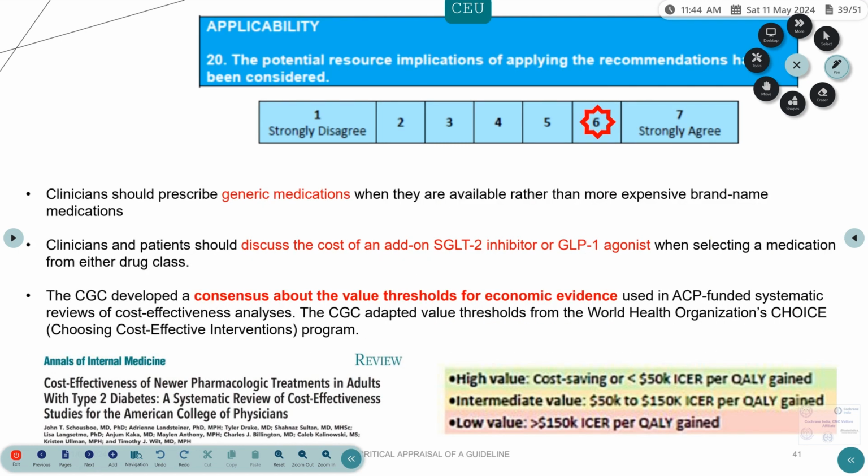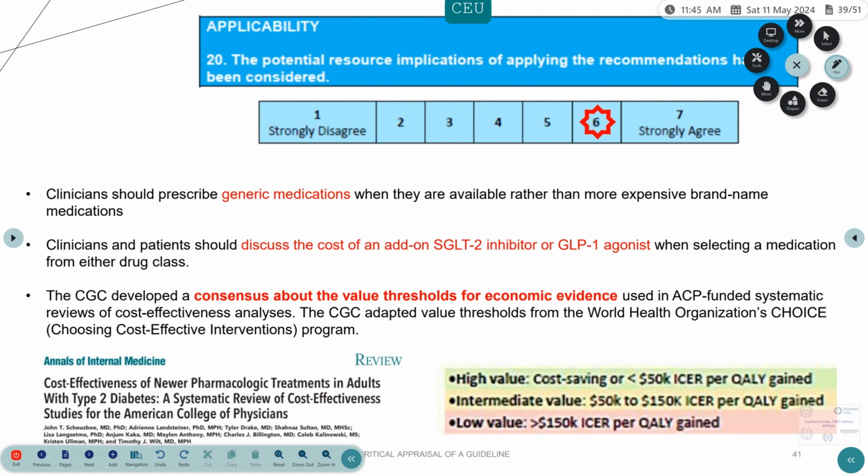So what are the potential resource implications of applying the recommendations? Was it considered? This guideline was preceded by a cost-effectiveness analysis. After the systematic review, there was a cost-effectiveness analysis which we appraised last week, which included every cost: the cost of the drug, the pharmaceuticals, getting the drug here. Everything was included, including the adverse events of the drug itself and the cost of treatment for that. This was the article we saw, a cost-effectiveness analysis and systematic review.